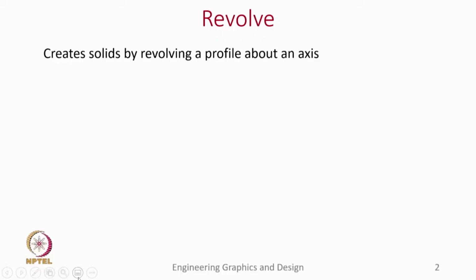So, what does the Revolve tool do? It creates solids by revolving a profile about an axis. Let us say we create a circle, and since this is a closed area, we will call this a profile. To create a solid, we need to rotate this profile about an axis. Once we rotate this profile about an axis, we create a solid.